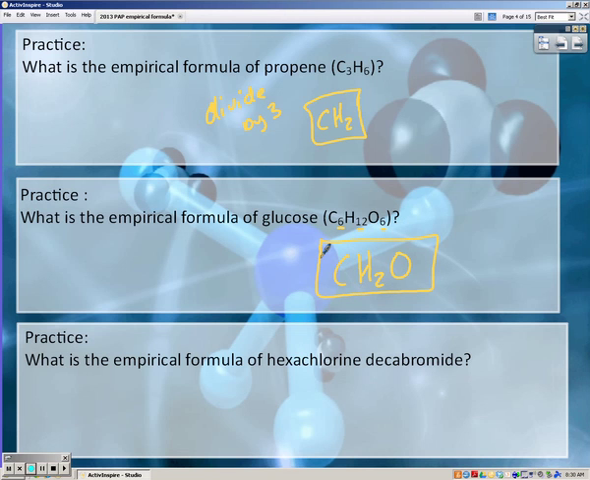For the last one, you had to first write your formula. Hexachlorine is 6 chlorines. Decabromide is 10 bromines. And 2 goes into both of those numbers. So we get Cl3Br5.